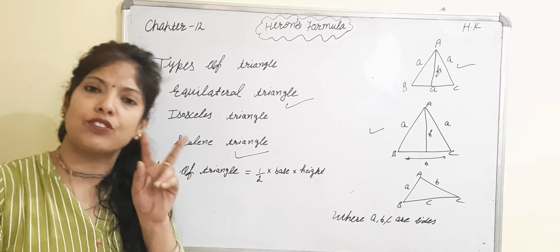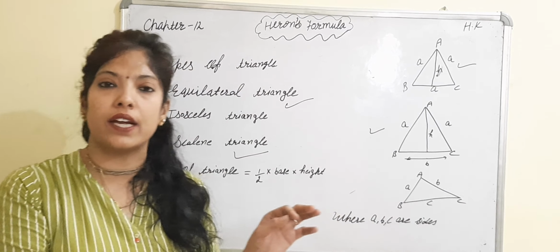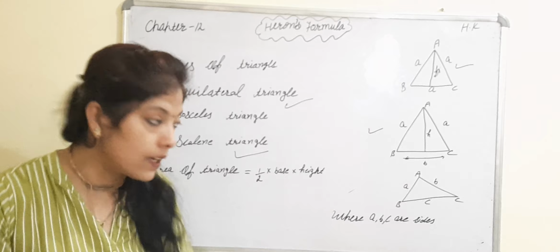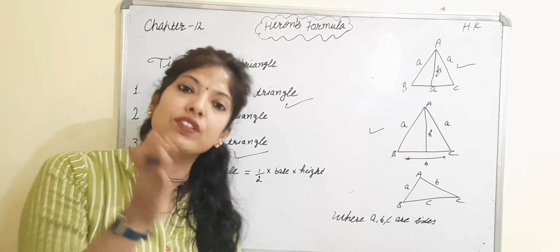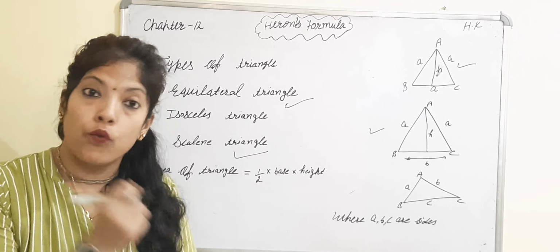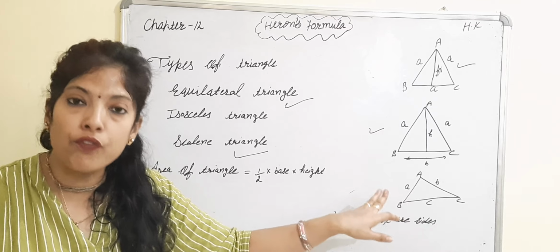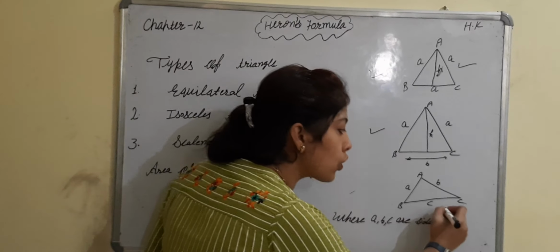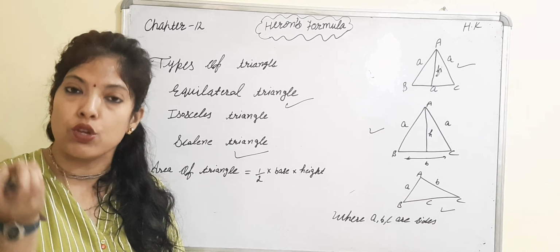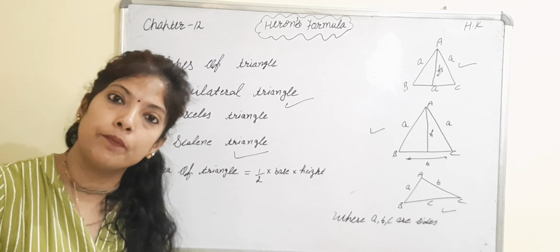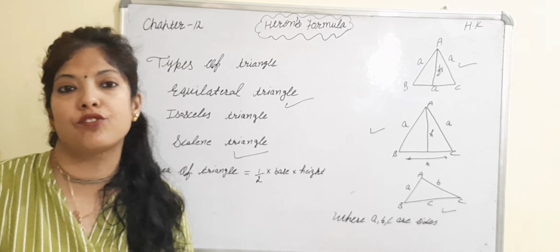If we know all three sides in a scalene triangle, we can't find the height because we don't know the angles of the triangle. So this formula is not applicable in a scalene triangle. So we use Heron's formula in this triangle. In Heron's formula, only the sides are used, not the height. Firstly, we study the area of the equilateral triangle.